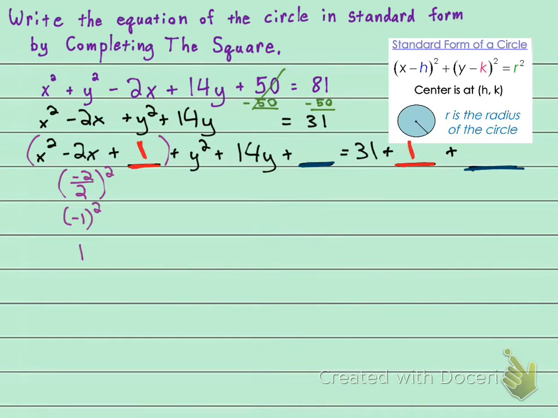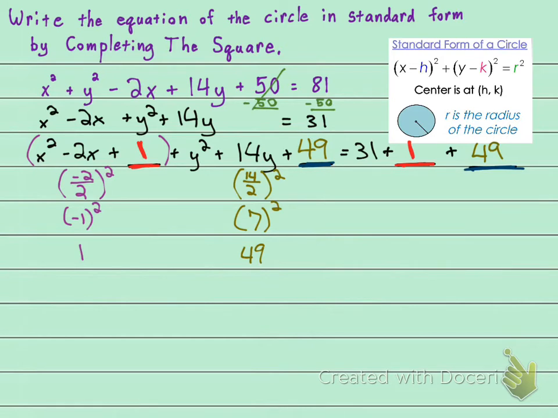Now, let's find the number that goes here in the blue blank. I will take the middle coefficient, take half of it, and then square it. 14 over 2 is 7. 7 squared is 49. So that's the number that goes here, 49. And if I add 49 to the left side of the equal sign, I have to add 49 to the right hand side of the equal sign.